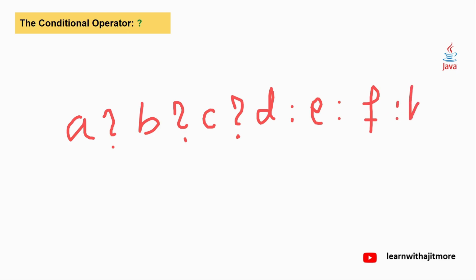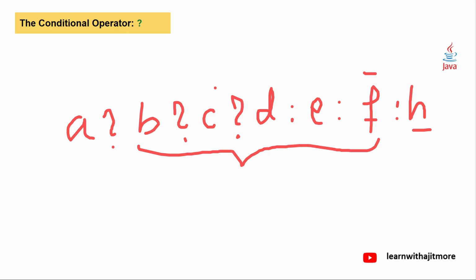If I write like this, matching happens from the right side. It means if A is true, it will take this whole thing, and if false, it will take H. So for A, the false part is H, and the true part is the middle part. Now again, for B, the false part is F.